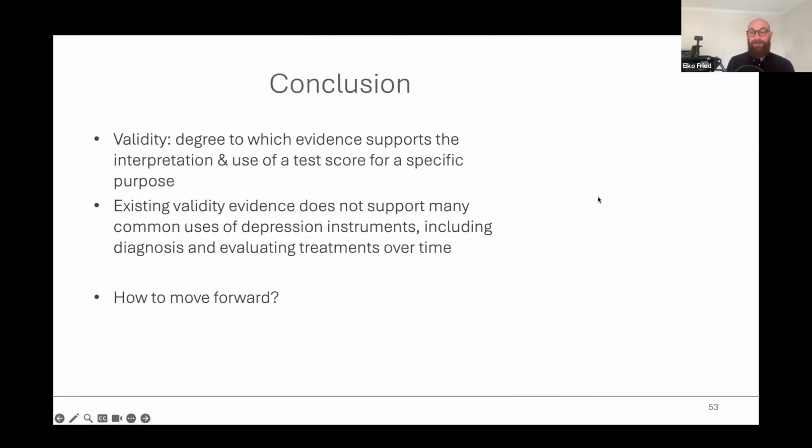All right, conclusion. We defined validity as the degree to which evidence supports the interpretation and use of a test score for a specific purpose. Existing validity evidence does not support many common uses of depression measurement instruments, including diagnosis and evaluating treatments over time. How to move forward?